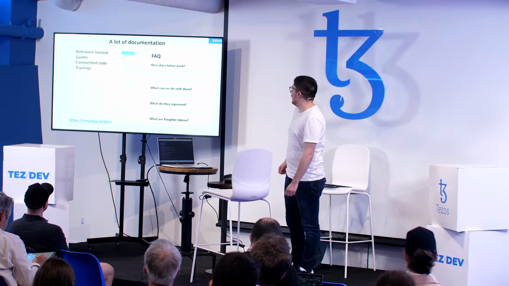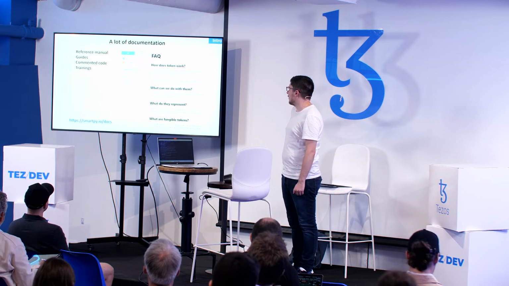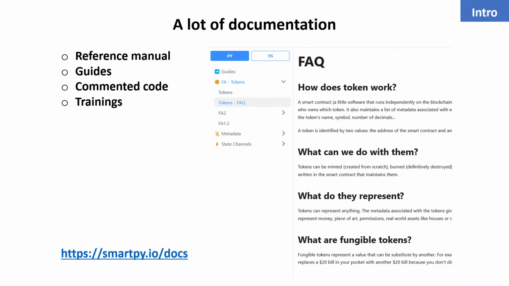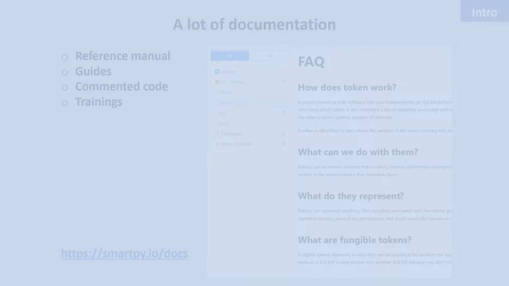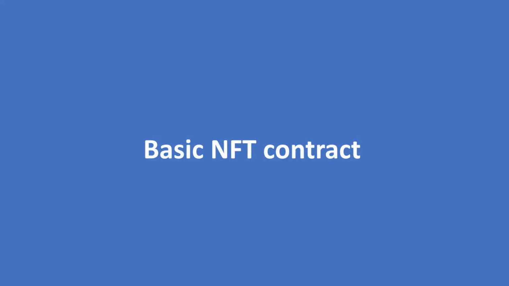Also, there is a lot of documentation, a reference manual, some guides, commented code, and trainings. And also, you can find a lot of resources outside of the SmartPy website. So there is no way you can't learn SmartPy. So let's start by writing a simple NFT contract.